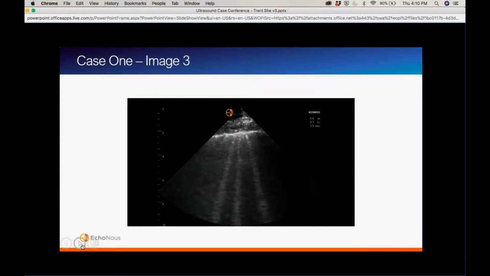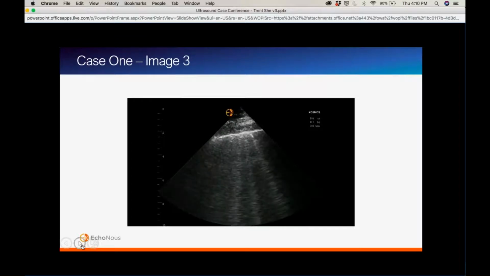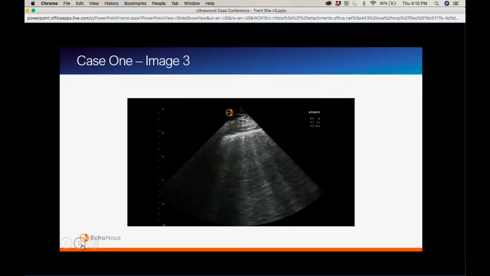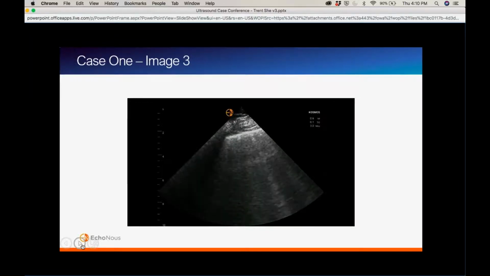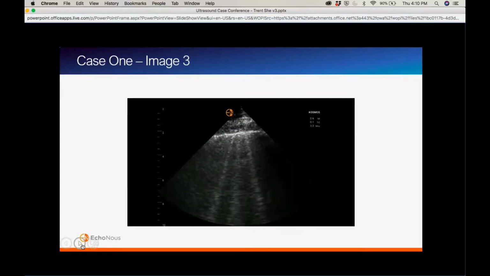So what did you end up doing? You said you ended up doing heparin, and did you guys end up scanning her? Yes, we did end up scanning her. We had ICU come down midway through our evaluation. She was stable on BiPAP.